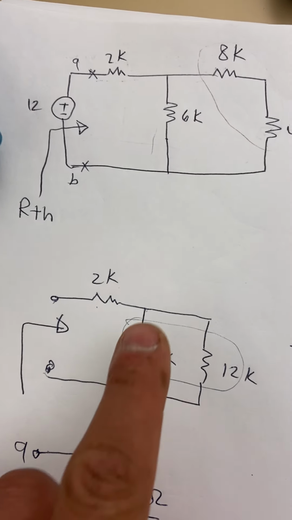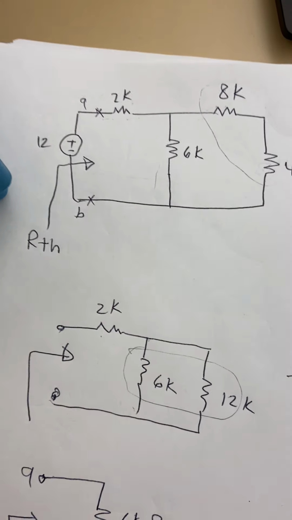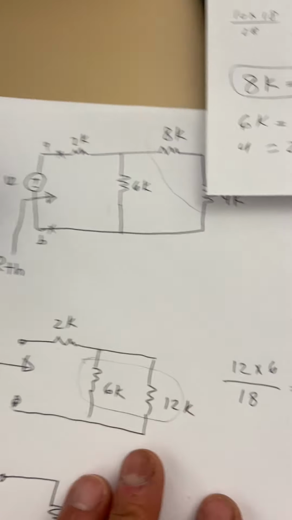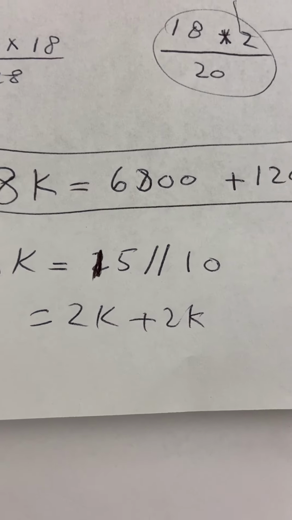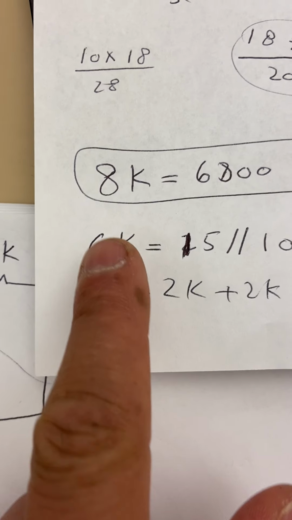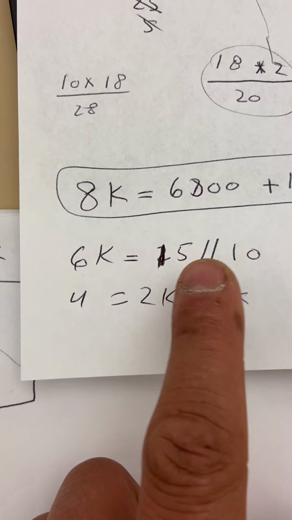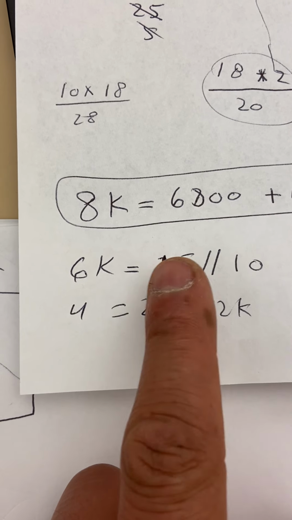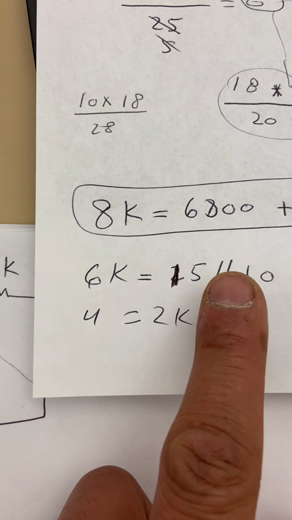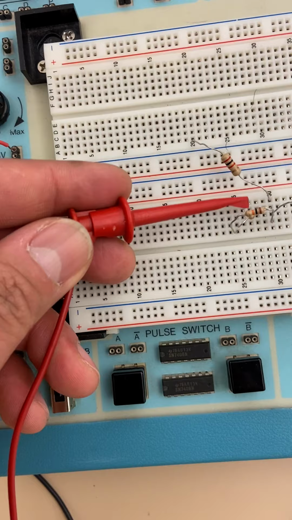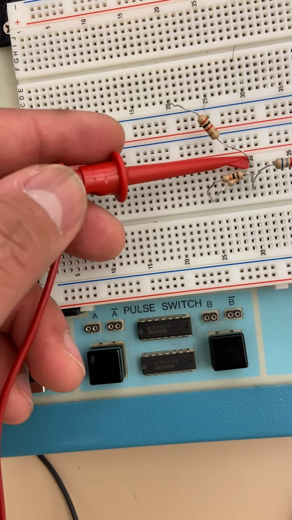I have 6K, but I don't have 6K in my list. What I did, I added two resistors. Here is the list of what I got. For the 6K, I have 15 kilo ohm and 10 kilo ohm. I connected them in parallel, so I end up with the 6K. So I have those two resistors in parallel.